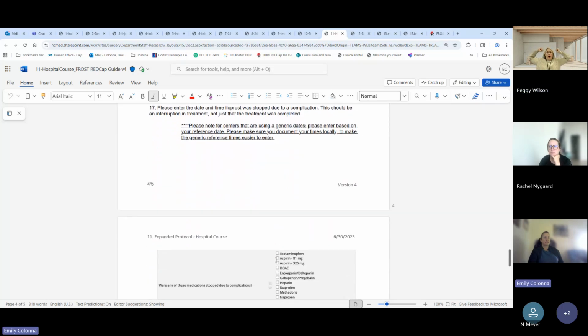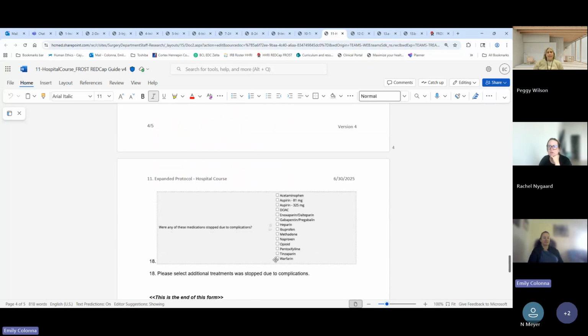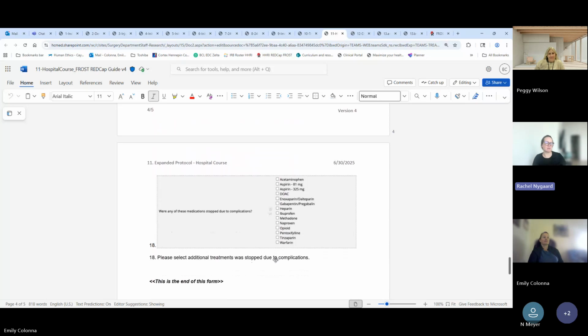Yeah, I didn't see too many complications from last winter either. No, it's fairly rare because everybody screens pretty well. Yeah. And then the final question, if there were any complications due to adjuvant therapies, you have a list here to select.